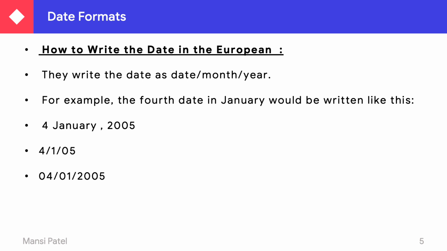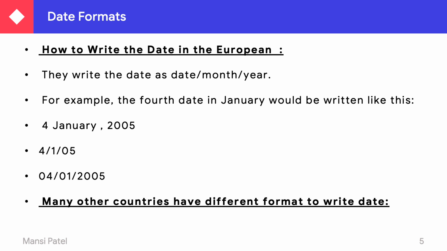So whenever we have to write down dates, which format do we have to follow? First we write the date, then the month, and then the year. But in many other countries, they have a different format to write the dates. In that, they write down first the year, then the month, and in the last the date.